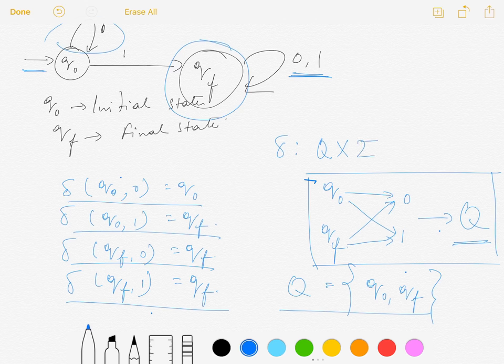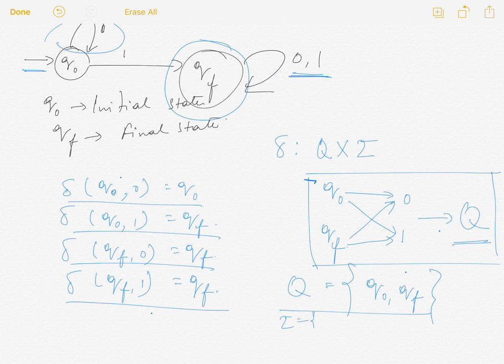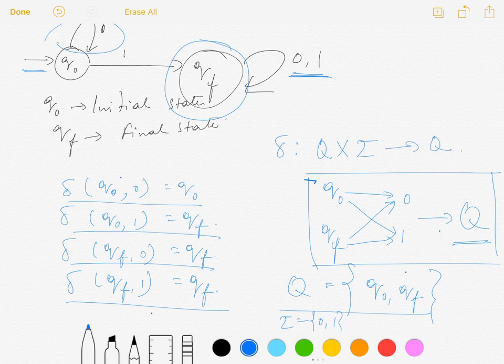Sigma is the number of elements. Here the number of elements are 0 and 1. So, Q cross sigma, I am getting Q only. So, if you write the definition of transition function like this, it is sufficient enough. Now, what should be the definition of a DFA then?